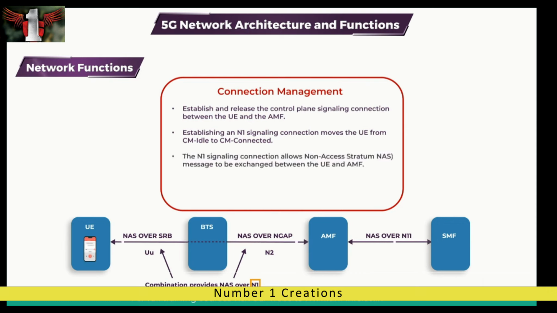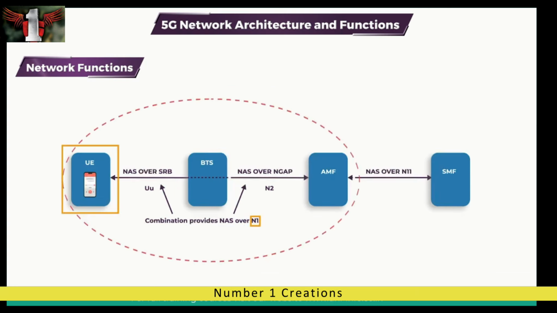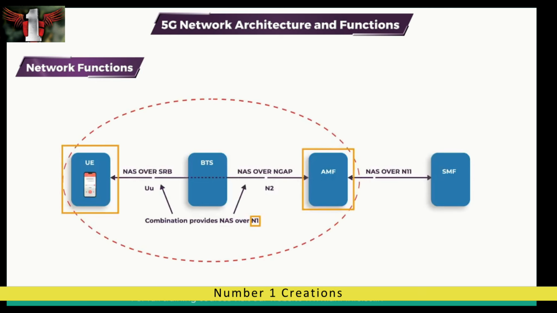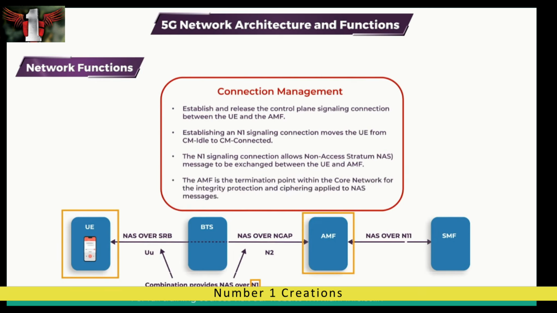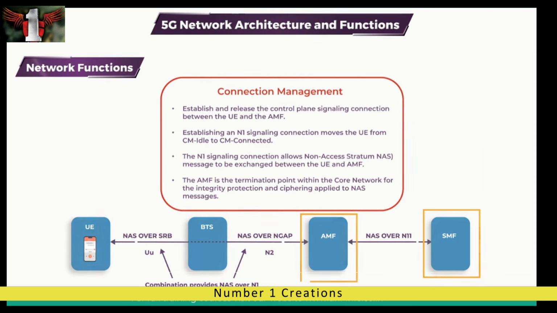The N1 signaling connection allows non-access stratum NAS messages to be exchanged between the UE and the AMF. The AMF is the termination point within the core network for the integrity protection and ciphering applied to NAS messages. The termination point for NAS signaling procedures can be either the AMF or the SMF.